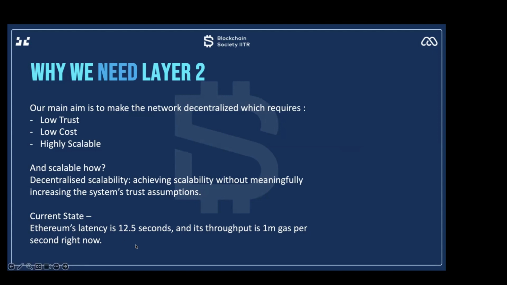Now, as I discussed, Ethereum's latency is 12.5 seconds and its throughput is 1 million gas per second. So, what does 1 million gas give you? Right now, for 1 million gas, you can perform around 47 ETH fund transfers from account A to B, and around 16 ERC20 token transfers. So, per second you can perform at most 40 to 50 transactions, which is not what we want, so we want to scale that.